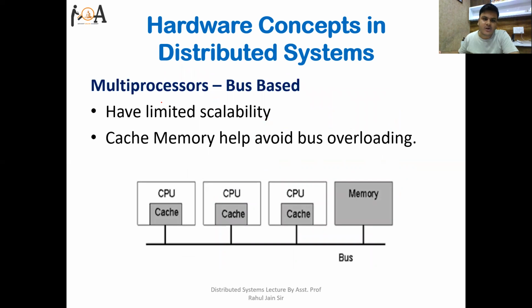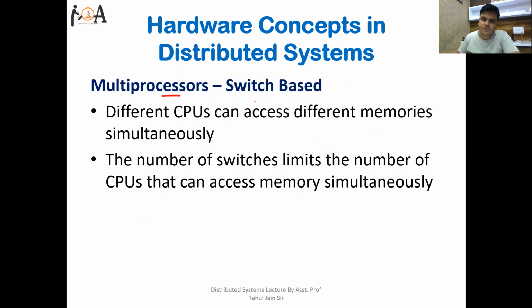So if we see some important points, multiprocessor in bus base, they have limited scalability, means if further something want to add to it, then it would get difficult, and cache memory helps avoid bus overloading in this, right? So in a multiprocessor bus based, if new resources or new user want to add to it, it would be difficult because we have limited scalability in the bus based multiprocessor system. And if we go with the multiprocessor switch based, then in this case different CPUs can access different memories simultaneously, right? The number of switches limits the number of CPUs that can access memory simultaneously.